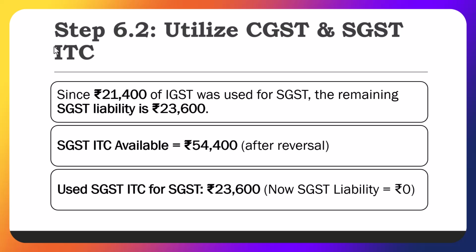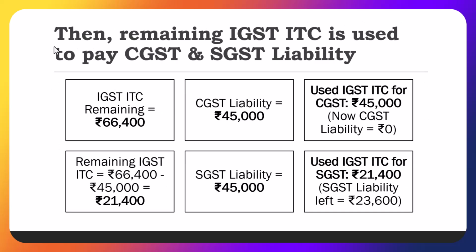So what will be his balance left now? I'm just putting in my calculator. So he only utilized SGST ITC of 23,600. So the remaining 30,800 will be added with 54,400. So the balance should be 85,200. That should be the remaining ITC balance, where the CGST balance is just 54,400.